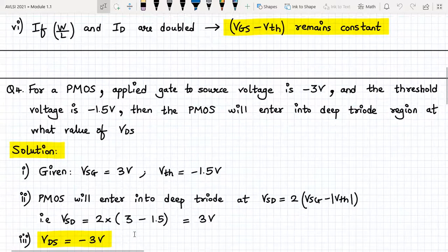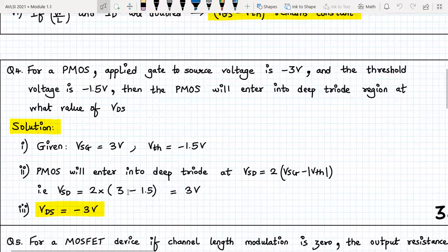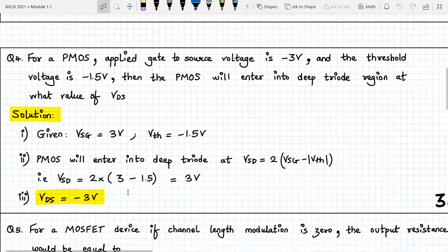Now we have checked out the condition for a PMOS to enter into deep triode region. That is given by VSD is equal to twice VSG minus mod of VTH. Over here, the VSG value is 3 volt. VTH value is 1.5. So 3 minus 1.5, into 2, that will be 3 volt. So VSD is 3 volt, so VDS will be equal to -3. I hope you're following it. Let's pause for some time and then we will move on to the next numerical. These are very simple numericals testing your basics. And don't ignore them. These are pretty important.